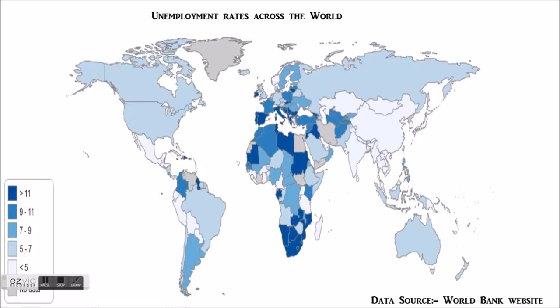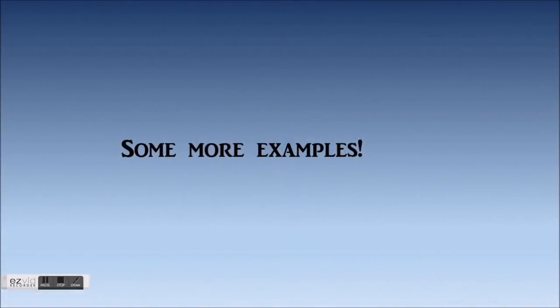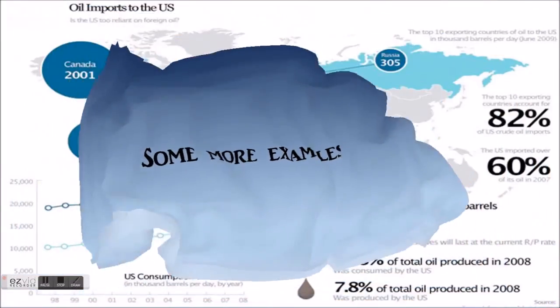You can see the countries which are shaded in this dark blue color have an unemployment rate of greater than 11% of total population. So you can see that half of Africa, the Middle East, and most of Europe. I was shocked to see these figures, but you are saying it right, even Europe has a lot of unemployment. Let me show you some more examples.